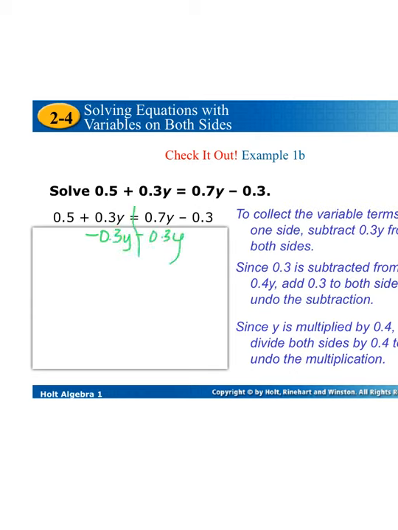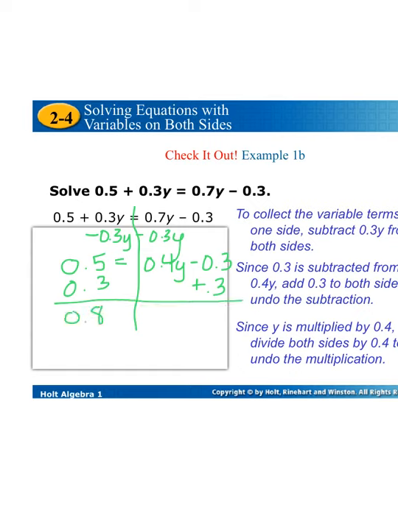Again, subtracting it from its like term on both sides of the equal sign gives me 0.5 equals 0.4y minus 0.3. And then I could add the 0.3 to both sides, remembering that that's 0.8. I line up my decimals, equals 0.4y. Even though it's a decimal, I can still divide by the 0.4, and y would equal 2. So again, a little strategic planning at the beginning makes the end of the problem easier.